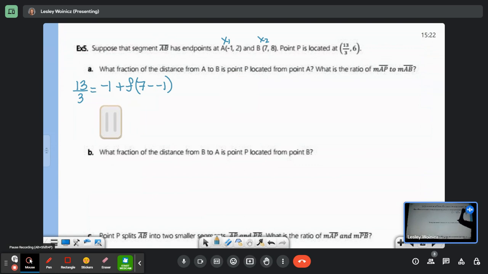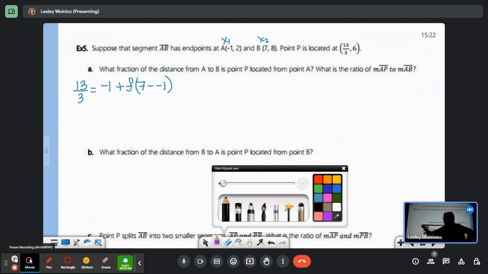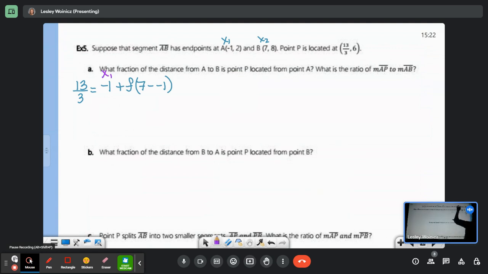Okay, so let's label. This is our x sub 1. This is our fraction we don't know. This is our x sub 2. This is our x sub 1. So our 7 minus negative 1 turns into 8. So over here I've got F times 8.